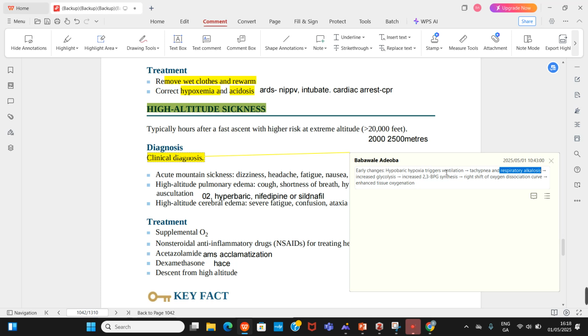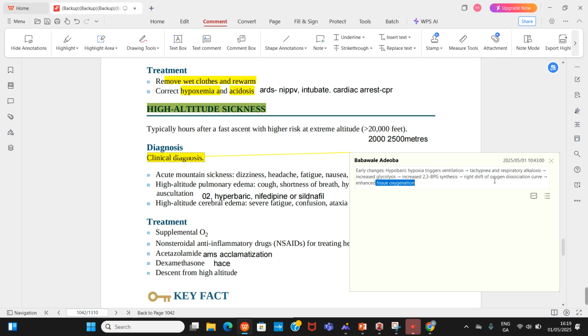Now, in response to that respiratory alkalosis, and also in response to the hypoxia, there's going to be increased glycolysis. And don't forget, one of the byproducts of glycolysis is what? From biochemistry, 2,3-BPG. And this always shifts the oxygen dissociation curve to what? To the right, so that the hemoglobin is going to be offloading oxygen to the tissues for their use, so that they can have increased tissue oxygenation. This is the adaptation to high altitude.